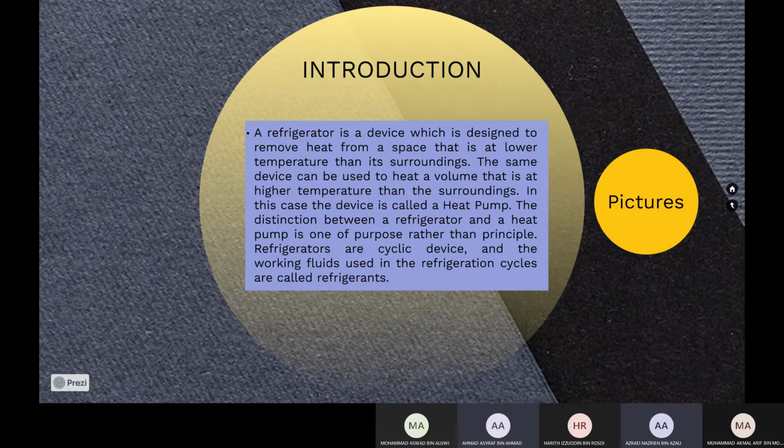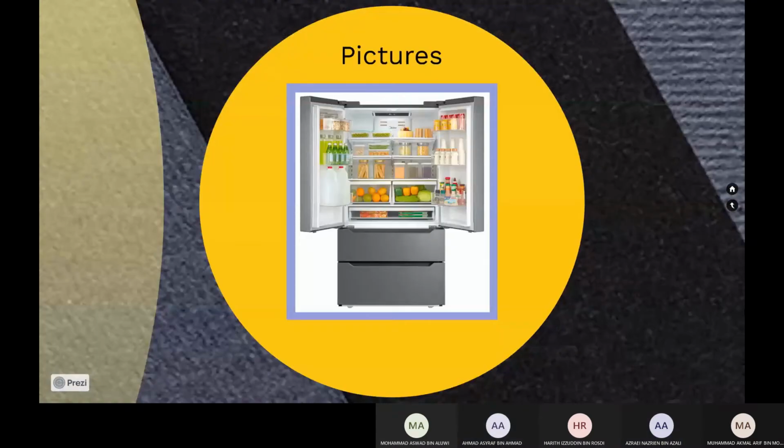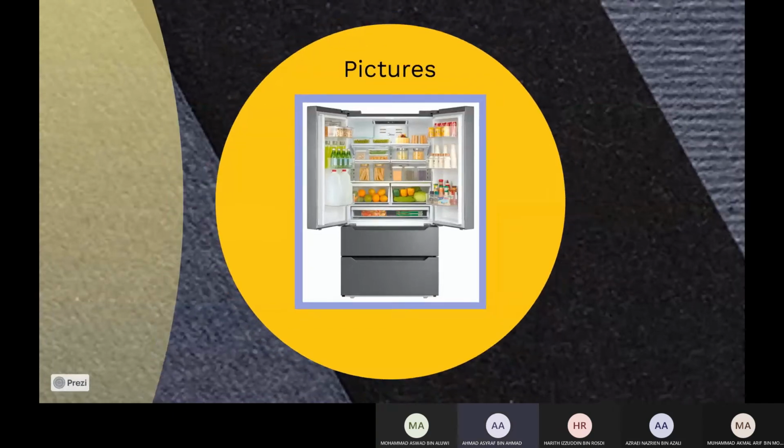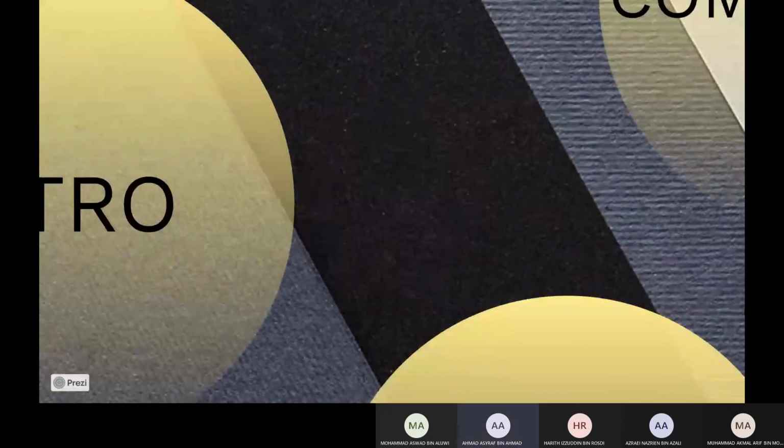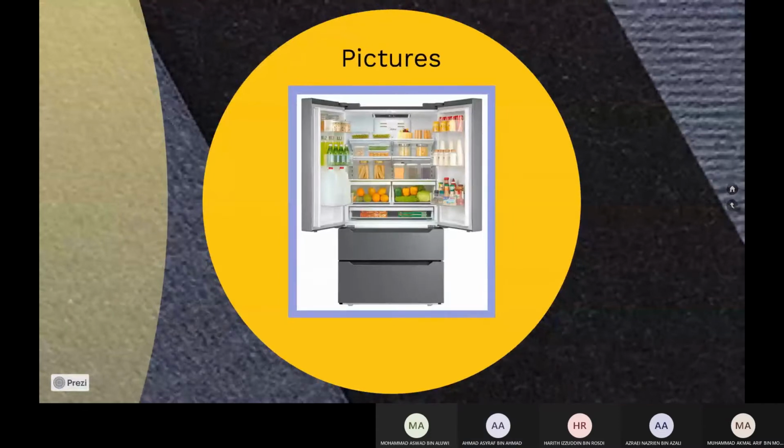The distinction between a refrigerator and a heat pump is one of purpose rather than principle. Refrigerators are cyclic devices, and the working fluids used in the refrigeration cycles are called refrigerants. This is the picture of a refrigerator.